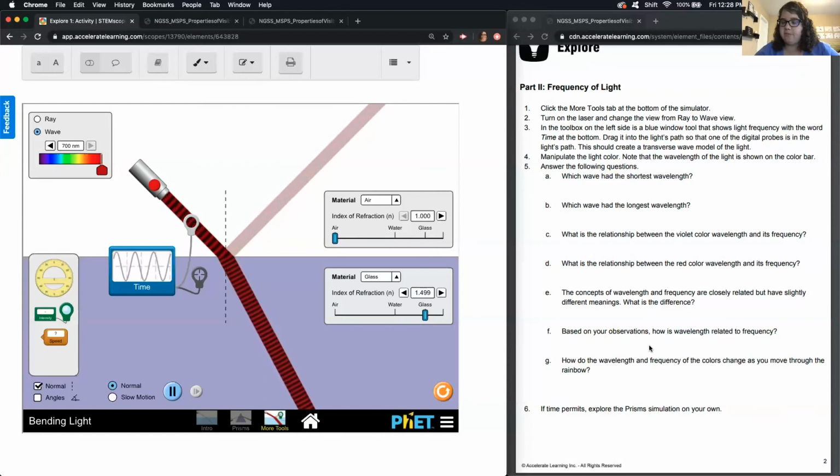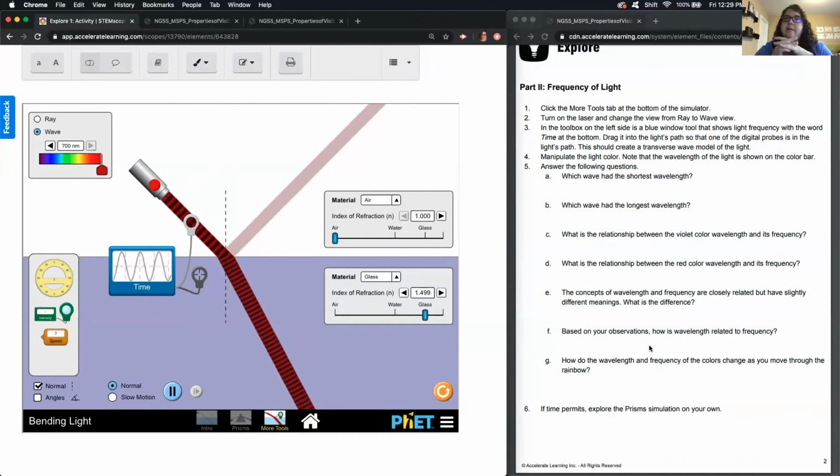So wavelength and frequency. There is a relationship. Would you say that this is a direct, a positive relationship, or an indirect? So for here, this relationship, there's a strong one, but there's an inverse relationship, meaning that as one goes up, the other goes down. So wavelength and frequency are inversely related.